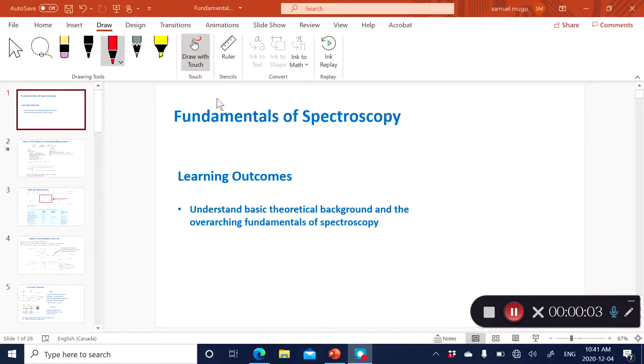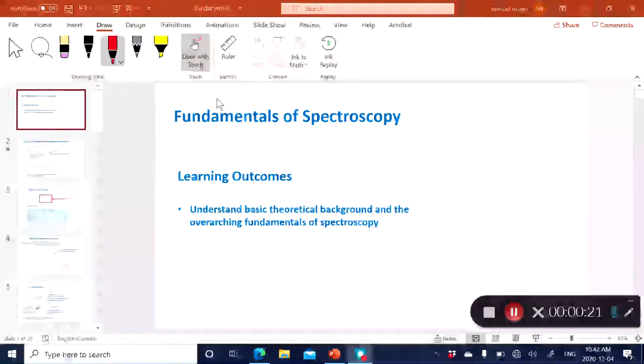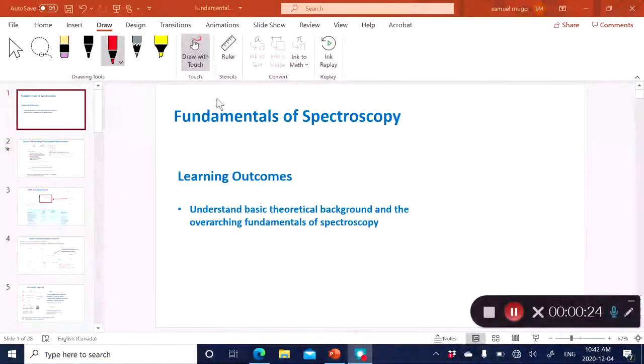In this lecture, we're going to talk about the fundamentals of spectroscopy. The key learning outcome that I'd like you to acquire is to understand the basic theoretical background and the overarching fundamentals of spectroscopy that cut across the many different types of spectroscopies available, and there are many different types of spectroscopies out there.